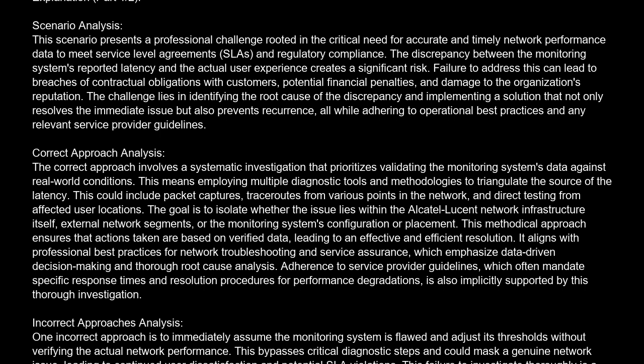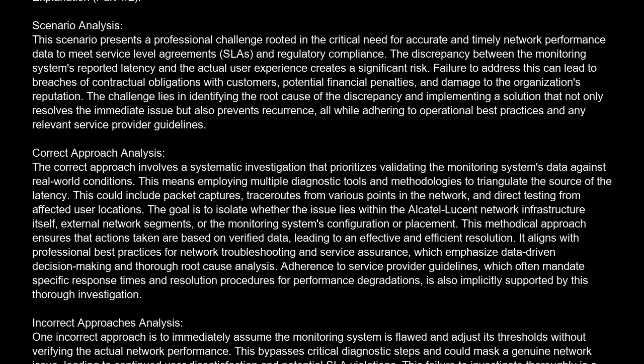It aligns with professional best practices for network troubleshooting and service assurance, which emphasize data-driven decision-making and thorough root cause analysis. Adherence to service provider guidelines, which often mandate specific response times and resolution procedures for performance degradations, is also implicitly supported by this thorough investigation.